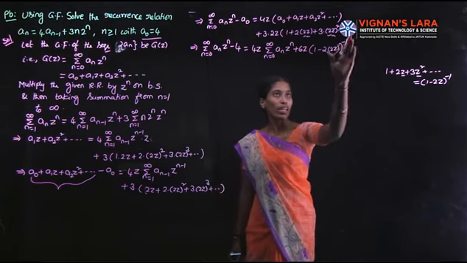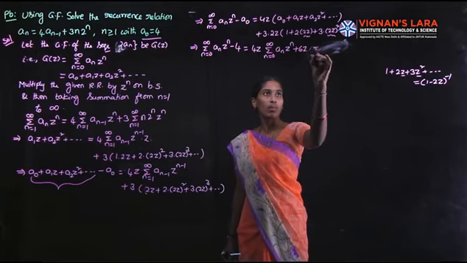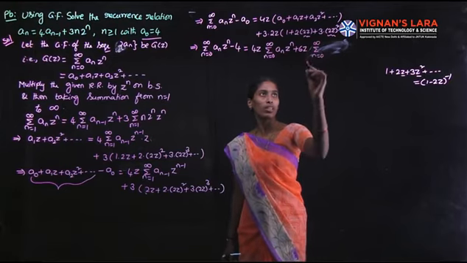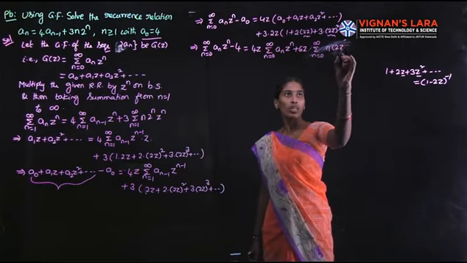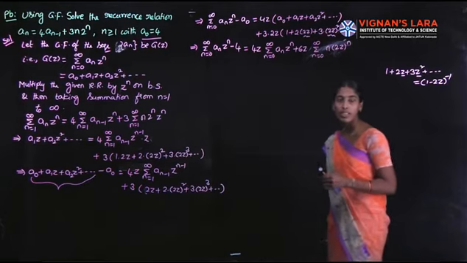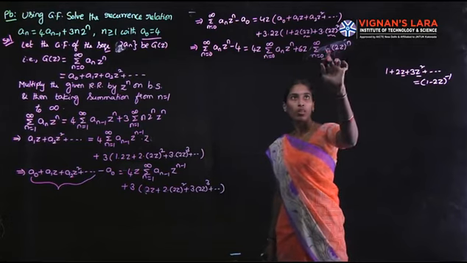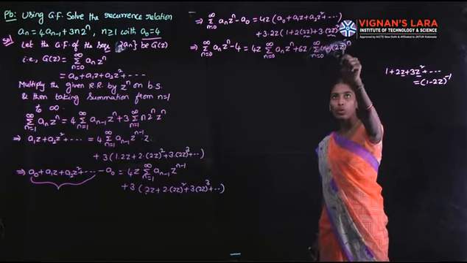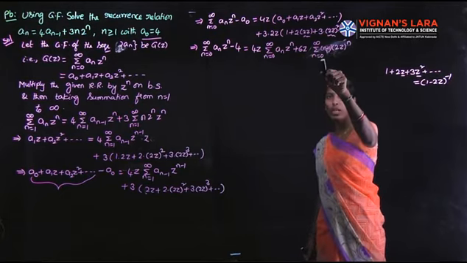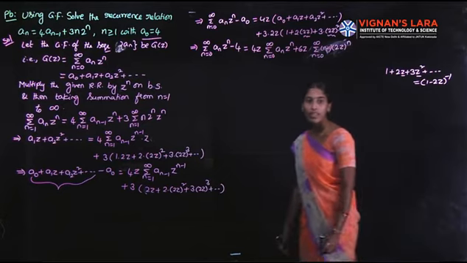Otherwise, we can write it like this using the sigma notation as sigma n equal to 0 to infinity (n+1) into (2z) whole power n. Now just check it. Put n equal to 0: 1 into (2z)^0 is 1. Put n equal to 1: 2 into 2z. When n equal to 2: 3 into (2z) whole square, right?